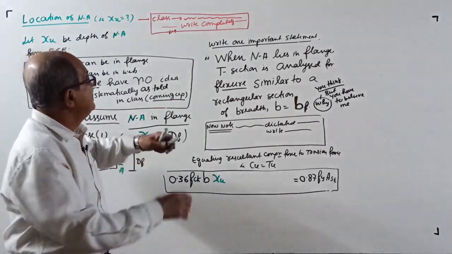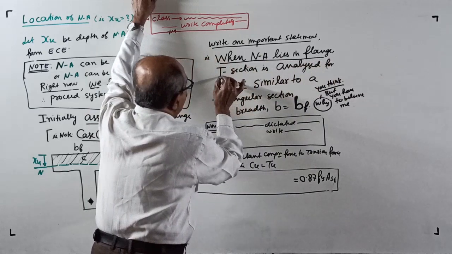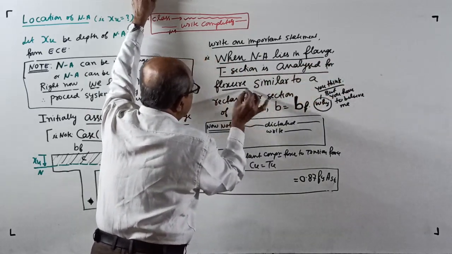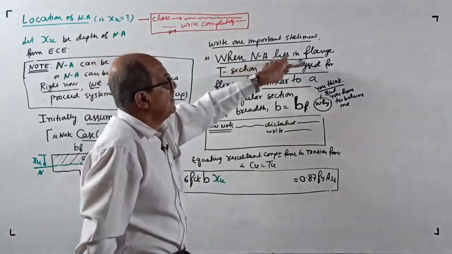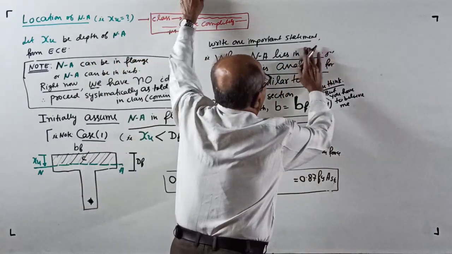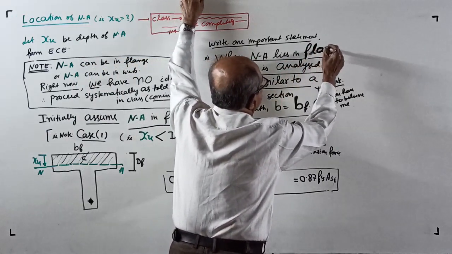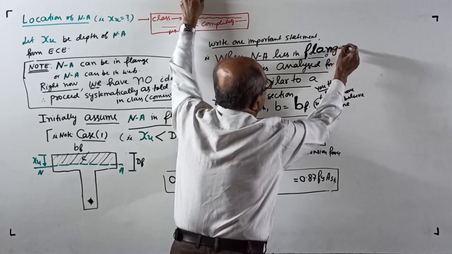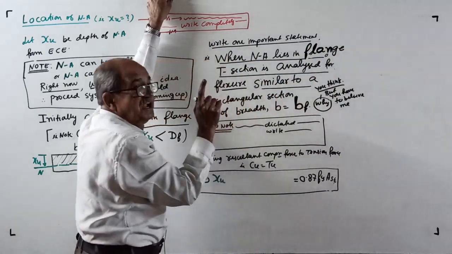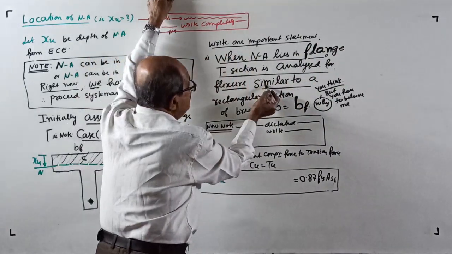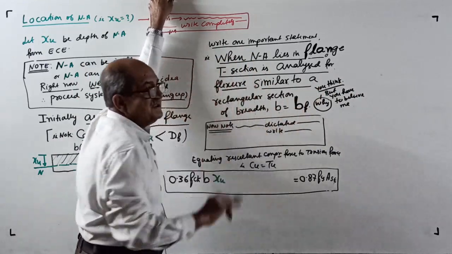Write it. See, this statement I will not tell repeatedly. In every question you solve, whenever you consider neutral axis in the flange, you have to write this statement. That is, when neutral axis lies in the flange, a T section is analyzed for flexure, not for shear, similar to a rectangular section of breadth B equal to breadth of flange.